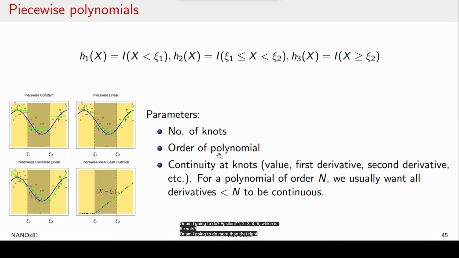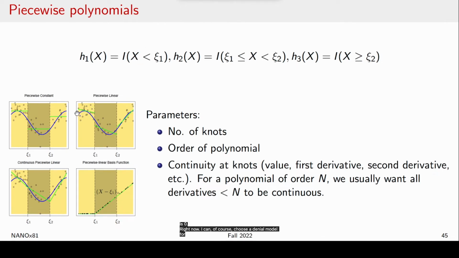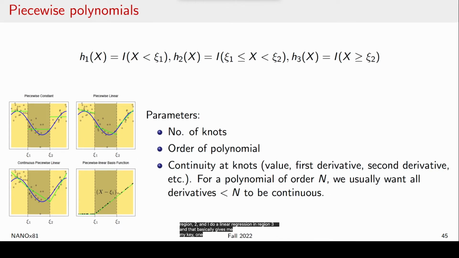I also have to decide the order of the polynomial to fit the data in each of these regions, right? Now, piecewise constant just means that the order of the polynomial is 0, right? Now, I can of course choose a linear model for each of these regions, in which case I do a linear regression in region 1, I do a linear regression in region 2, and I do a linear regression in region 3, and that basically gives me my piecewise linear model, right?